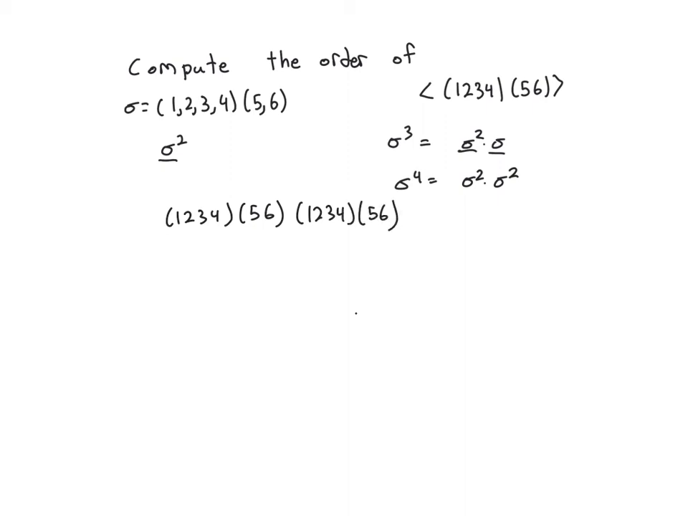So this is sigma squared. I can check and see what happens to 1. 1 goes to 2. 2 goes to 3. So 1 goes to 3. 3 goes to 3. 3 goes to 4. 4 goes to 4. 4 goes back to 1. So 3 goes to 1. Likewise, so that's the end of that cycle.